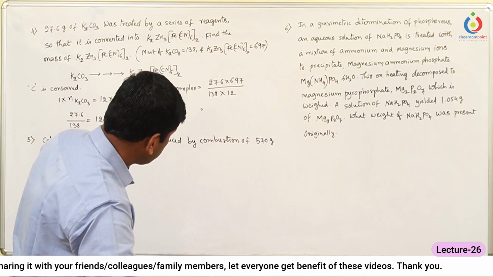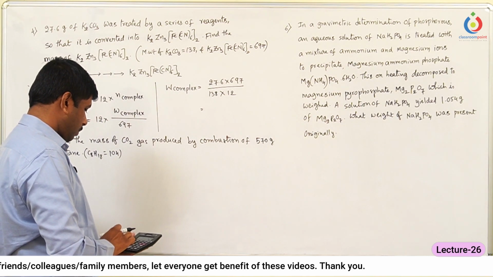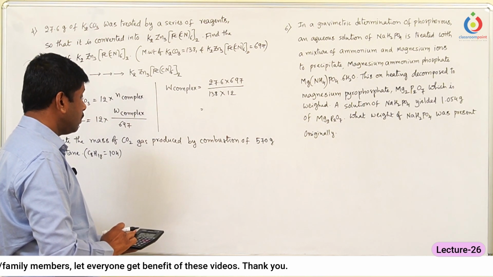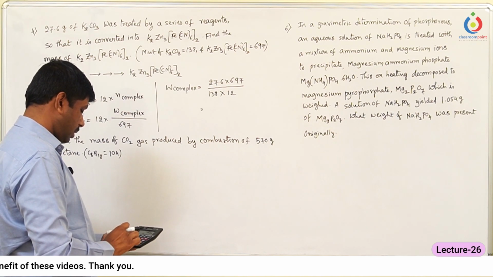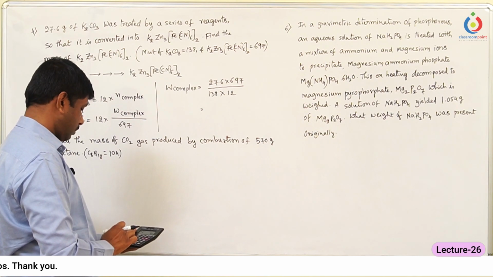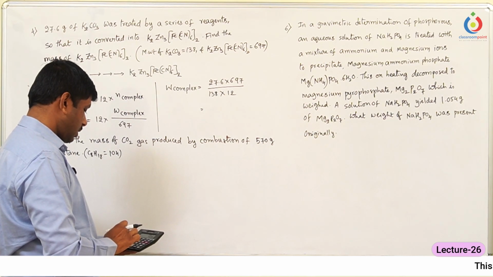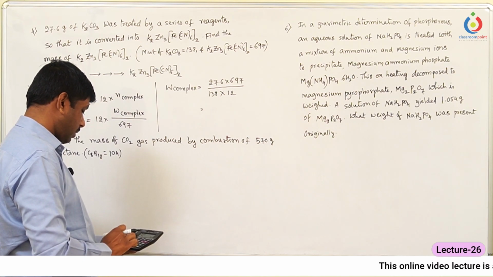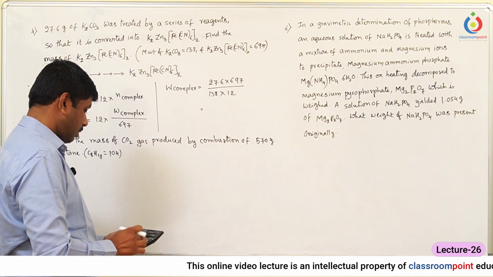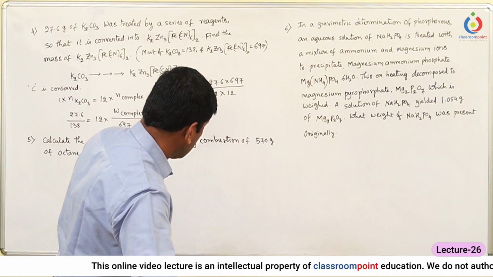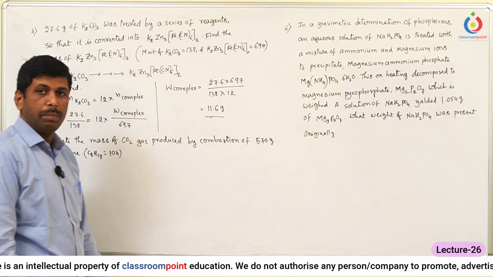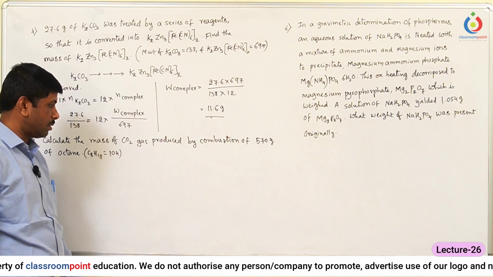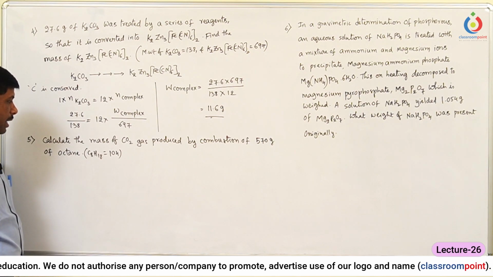So let us solve this. 27.6 into 697 divided by 138 divided by 12. So it is 11.6 grams. So 11.6 grams of the complex is going to be produced. Now let us see another reaction.